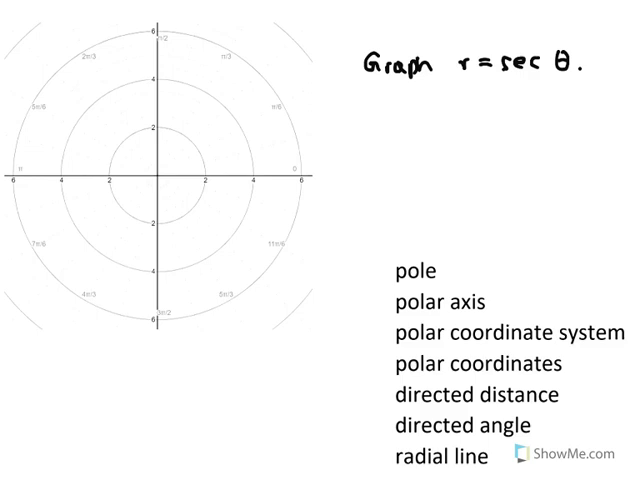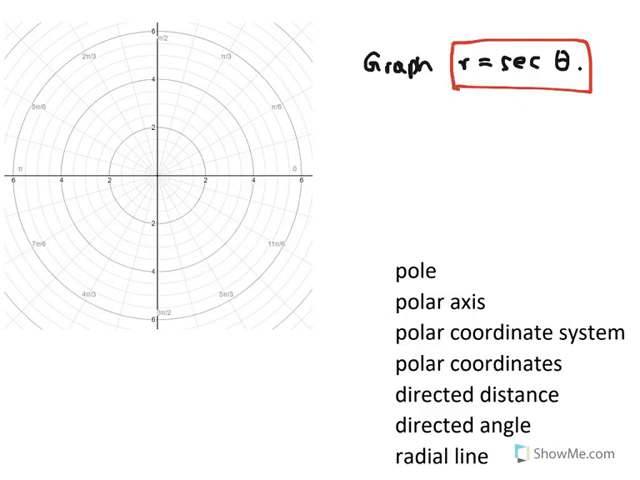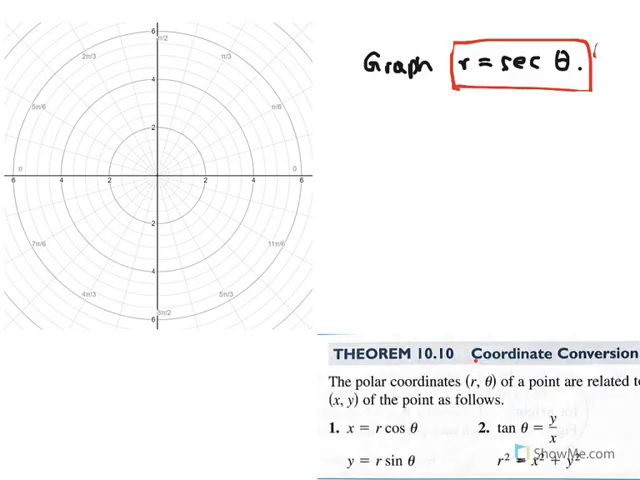Sometimes you'll have a problem like this, graph r is equal to secant theta, and it's not as easy to do as the other two that we've seen. And in some cases, it may be a lot easier to graph the polar equation by converting it into a rectangular equation first. And that is the case for this particular example. To convert our polar equation into a rectangular equation, we can look at the coordinate conversion equations. Now, you may remember from trigonometry that secant is the reciprocal of cosine. This is a reciprocal identity. Secant of theta is equal to 1 over cosine of theta.